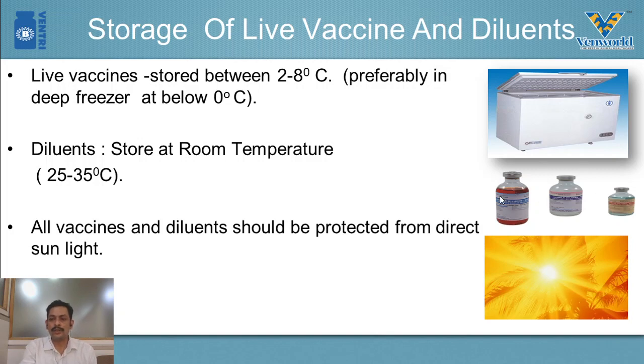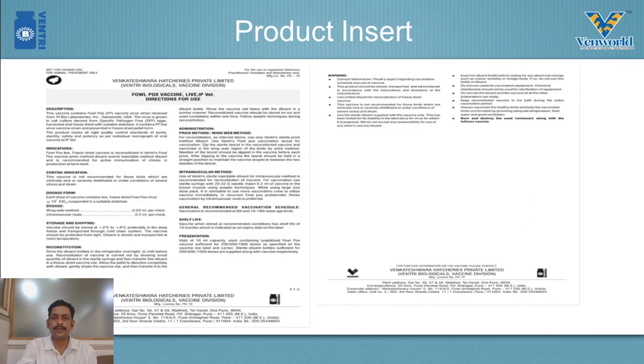So use such deep freezers when you store live vaccines. The diluents should be stored at room temperature, but before vaccination we have to chill the diluent and keep it chilled one night before. All the live vaccines, killed vaccines and diluents should always be protected from direct sunlight. These are the important steps in the handling of live vaccines and diluents.